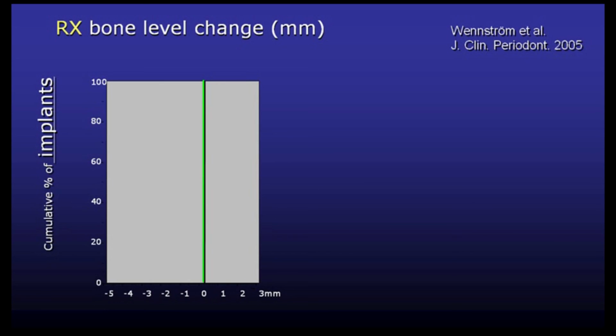On the y-axis, you have the cumulative percent of implants. Now, in this particular series of dots, every single implant that was installed can be followed. And what you see here is the change between baseline, which is the time of loading, and the 1-year follow-up. And as you can see, most of the dots land around the green line.